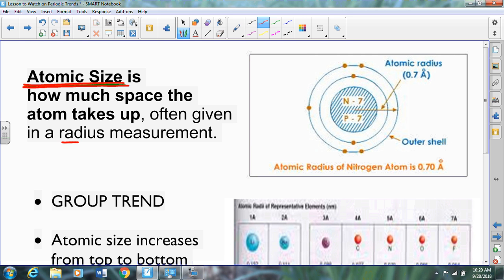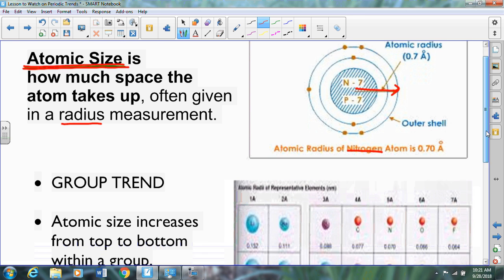Here's an example. This is the element nitrogen. And as you can see, nitrogen has an atomic radius of 0.7 angstroms. The unit is very tiny. Angstrom actually means 10 to the negative 10. That's not as important as you understand that size is literally the radius, and then you would be able to calculate the volume or the size of this species.